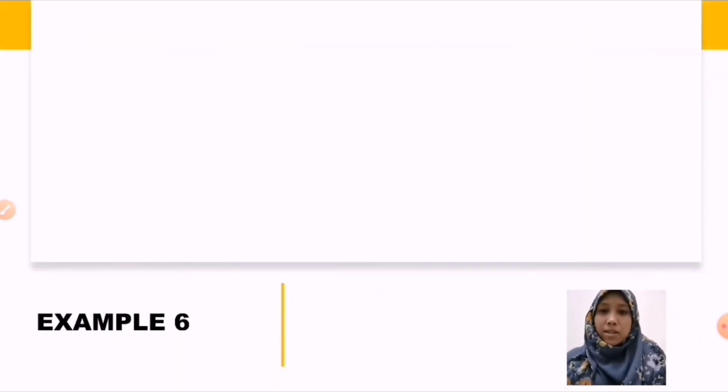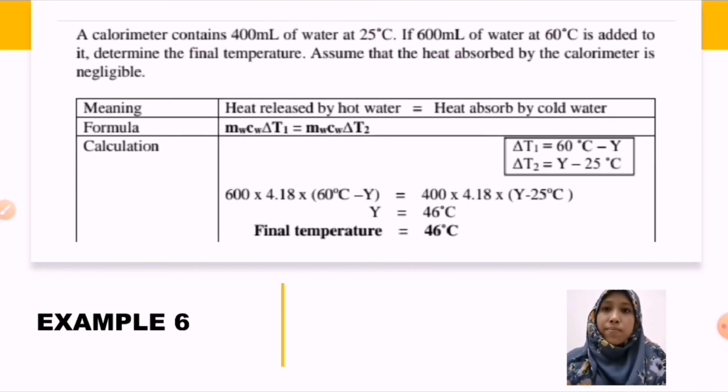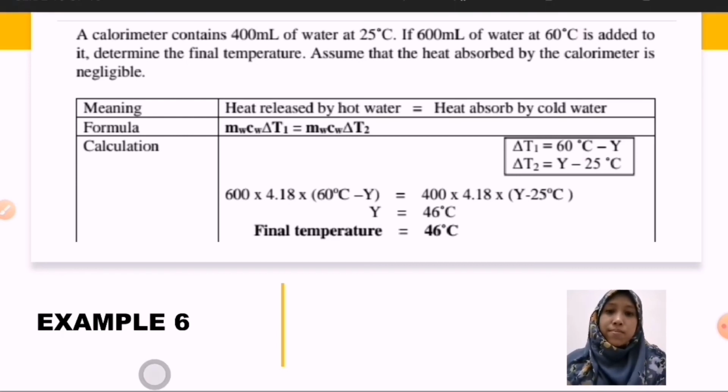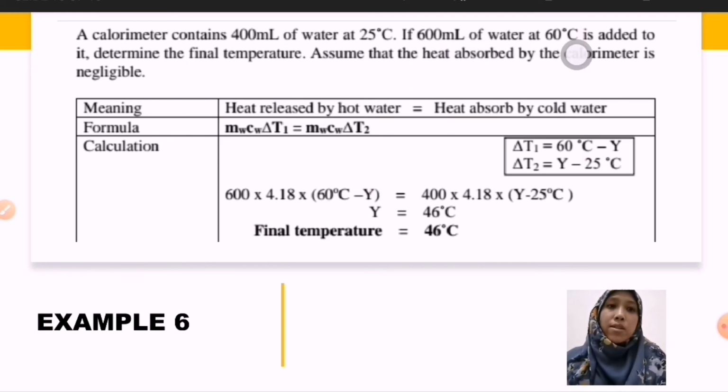So this is example 6. The calorimeter contains 400 ml of water. And then if 600 ml of water at 60 degrees Celsius, kita masukkan dalam 400 ml water at 25 degrees Celsius ni tadi. So dia akan berubahlah suhunya. So soalan tanya final temperature. So assume that the heat absorbed by calorimeter is negligible. So kita tak akan include C delta T lah dalam soalan ni.